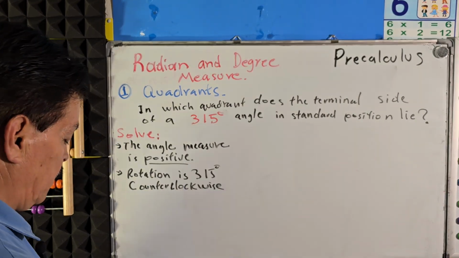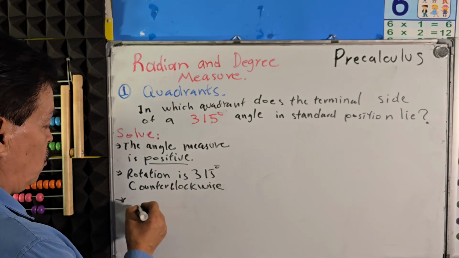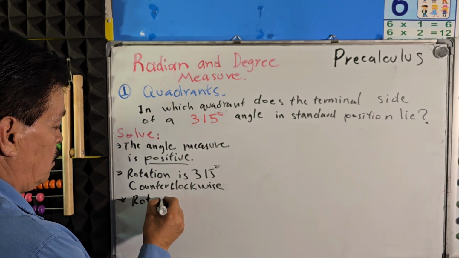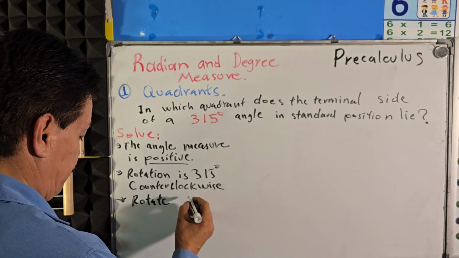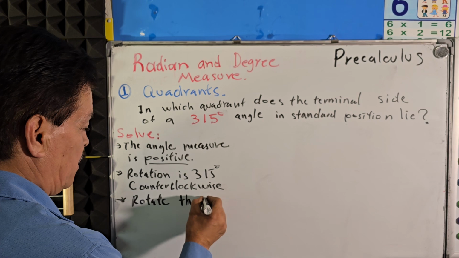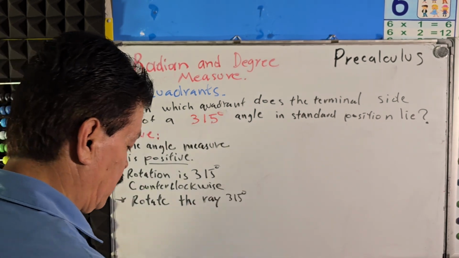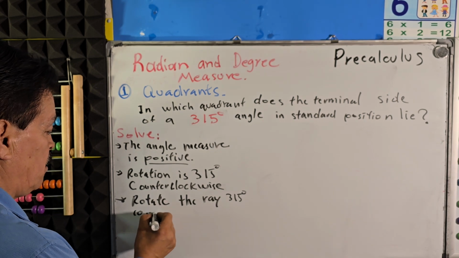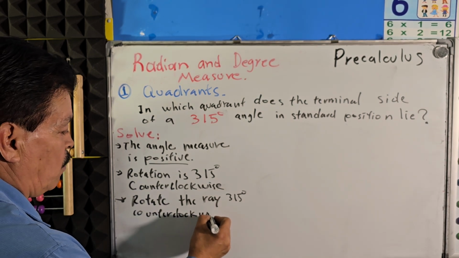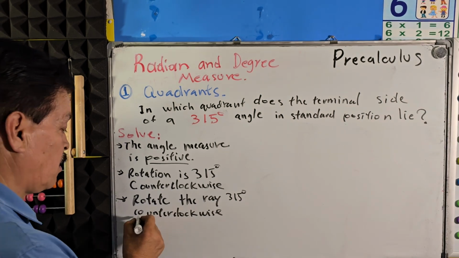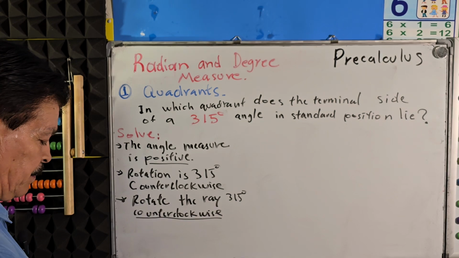So this is another thing. If you rotate it to the right 315 degrees counterclockwise. Counterclockwise is one word. It's together. You don't have to divide the word.